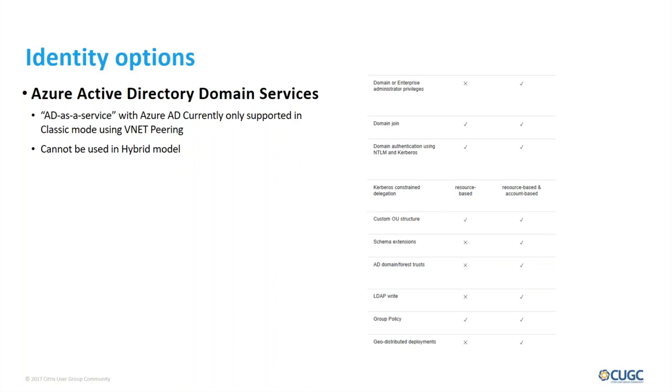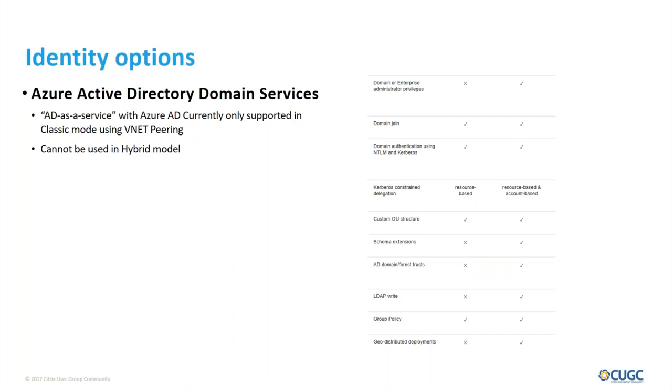But there are some limitations that you need to be aware of in Azure AD Domain Services compared to a traditional domain. So for instance, you don't get full domain and enterprise rights. You cannot extend the schema. You cannot do LDAP writes, but you can join a machine to the domain. You can specify group policy, but you cannot set it up in a larger deployment, so you cannot expand the forest and the domain, setting up trust and so on. And you also cannot use this in a hybrid model.